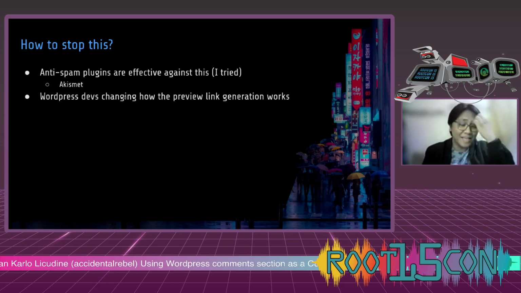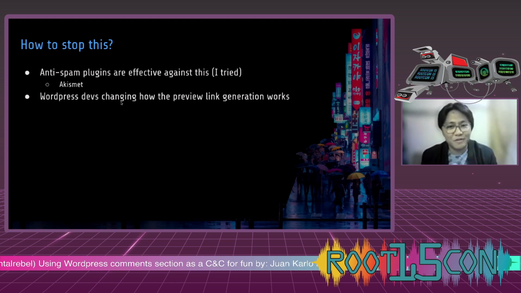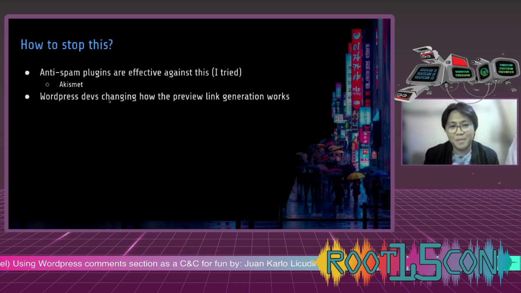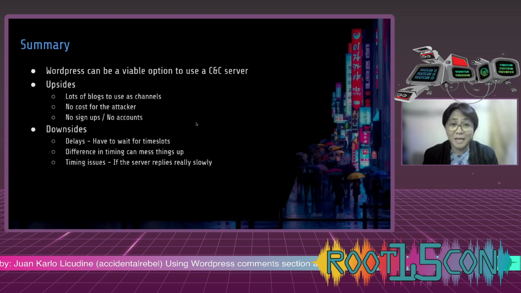Another way to stop this is if WordPress devs change how the preview link generation works. The great thing about the WordPress developers is they're always very sensitive about these kinds of problems, so if this is reported, then they might change it. They've already changed how the preview link generation works in the past. That means they might do it again. But it's okay, because the reason why I created this is that I just wanted to explore how to use WordPress as a viable option for a C&C server.